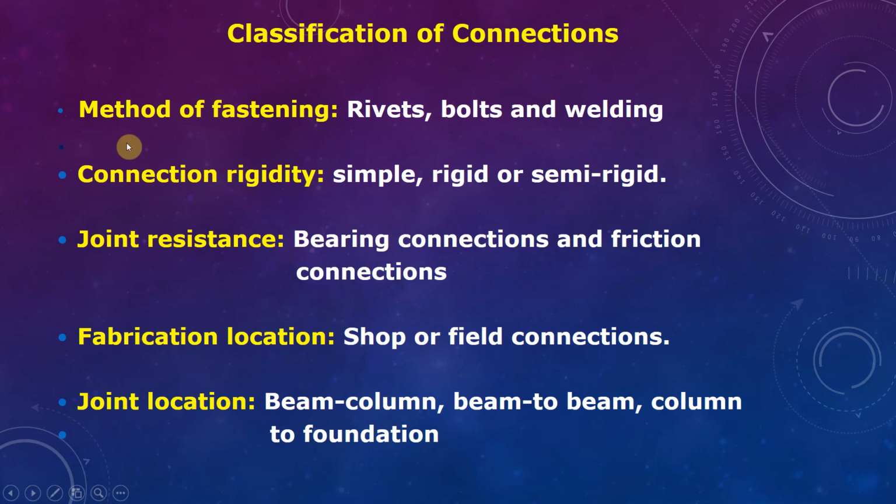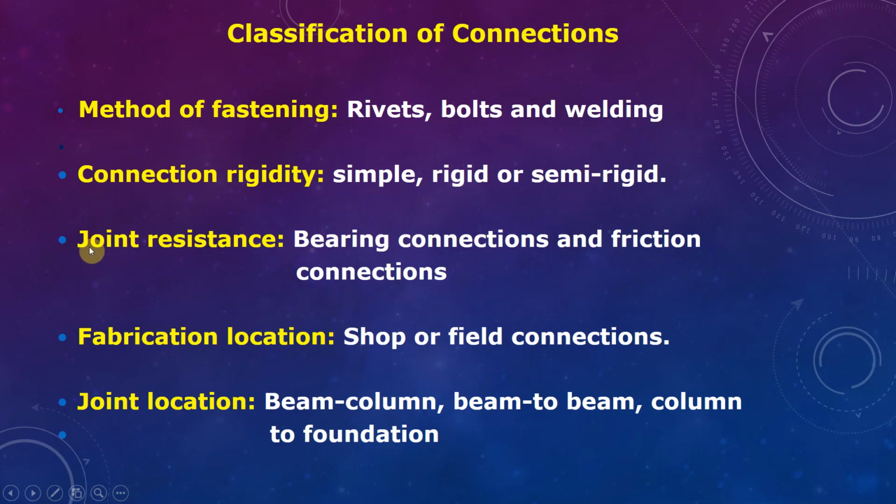So first classification of connection is based on method of fastening or connecting devices, that is they are classified as riveted connection, bolted connection or welded connections. Similarly, connections are classified based on their rigidity and they are called as simple connection, rigid connection or semi-rigid connection. This simple connection is also called as a flexible connection. In this case, no moment is transferred, whereas in rigid connection, maximum moment and forces are transferred, whereas in semi-rigid connection, some moment and some forces are transferred together.